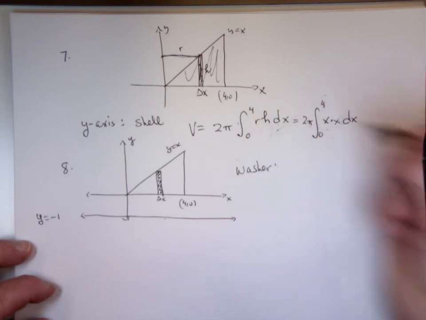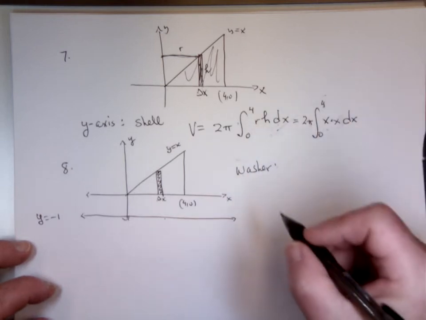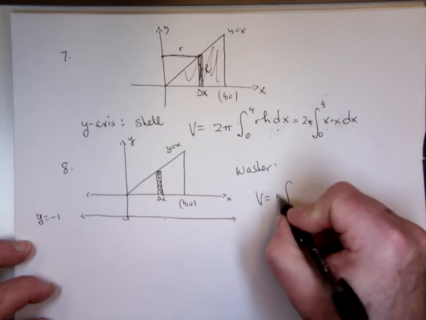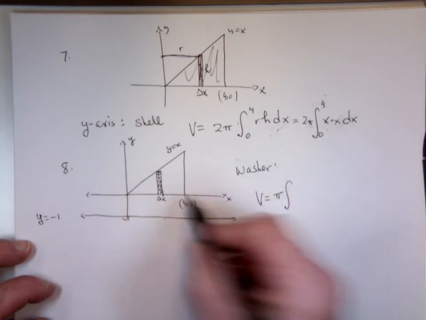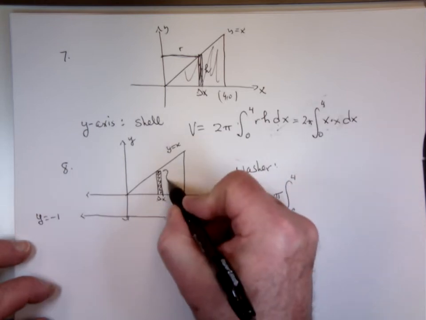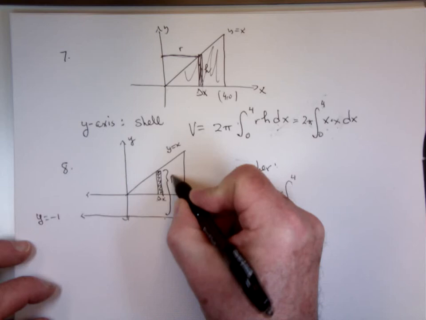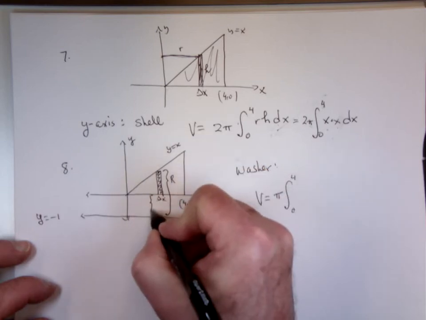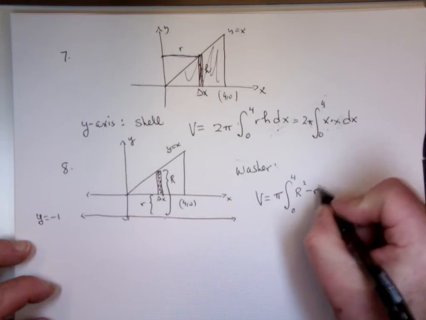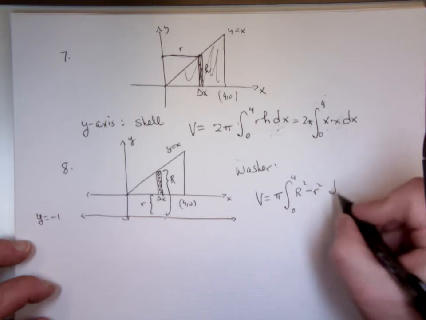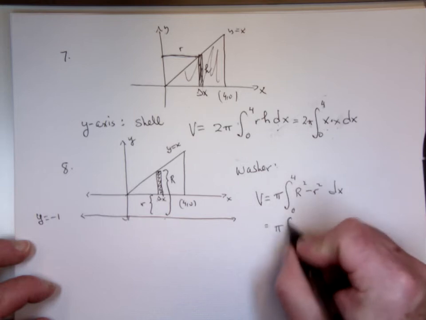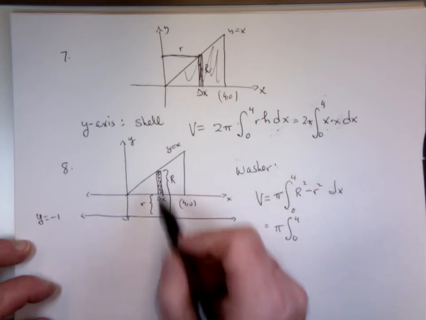Okay? The volume then is equal to the integral, pi, 0 to 4, big R squared minus little r squared. This is what Nick was mentioning a little while ago. Difference of two disks is what we have. 0 to 4. Now what's big R?